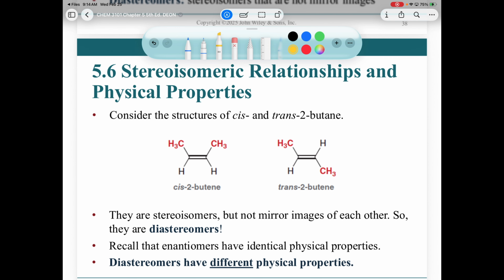These two compounds, the cis-2-butene and the trans-2-butene, are they stereoisomers? Would you agree with me on that? But they're not enantiomers. They're certainly not mirror images of each other, are they? Therefore, they must be diastereomers.